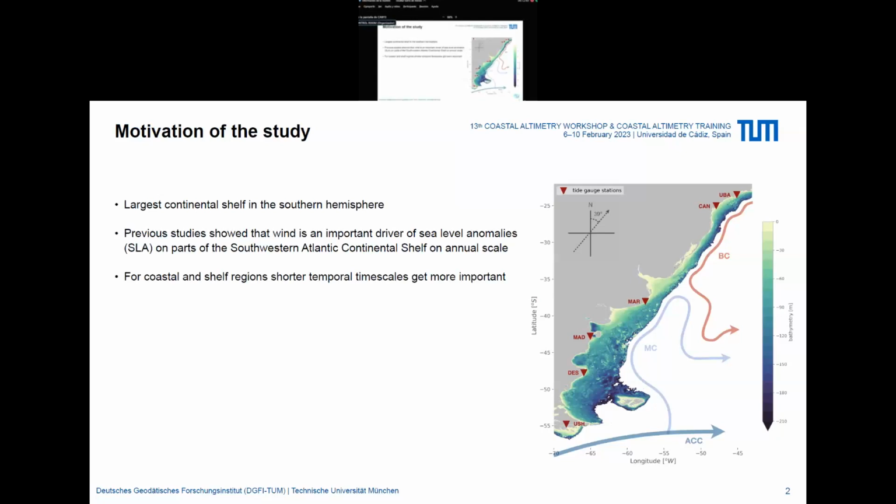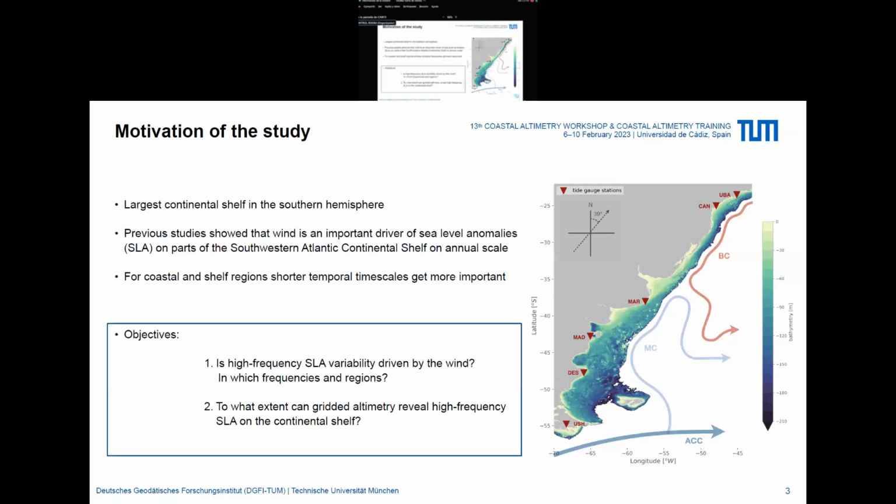So previous studies on parts of the shelf showed already that wind is an important driver of sea level anomalies on parts of the shelf. And those studies mainly focused on the annual scale. For coastal and shelf regions, of course, the shorter temporal time scales get more important. And thus, the objectives of the study were to answer the following questions.